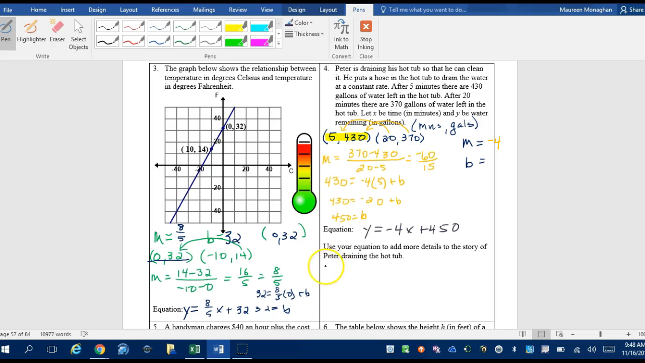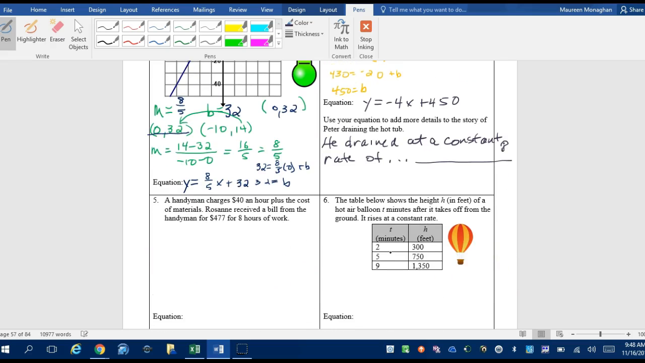He drained at a constant rate of 4 gallons per minute. He drained it at a constant rate of 4 gallons per minute. This means you have to listen. That's an ear there. That's going to be my ear symbol. So that means you have to listen.